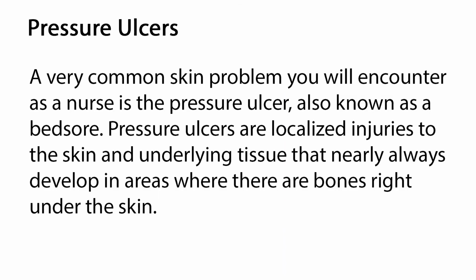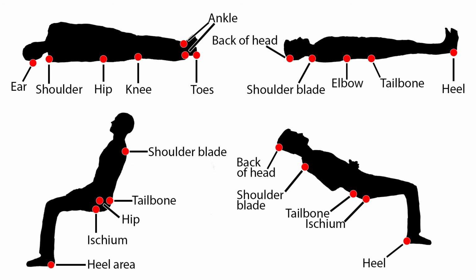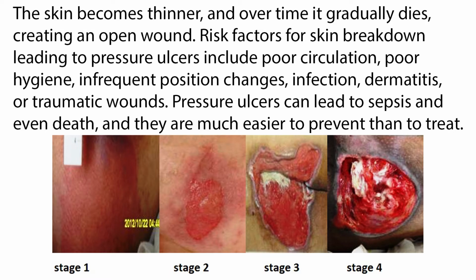A very common skin problem you will encounter as a nurse is the pressure ulcer, also known as a bed sore. Pressure ulcers are localized injuries to the skin and underlying tissue that nearly always develop in areas where there are bones right under the skin. This includes the heels, ankles, tailbone, hips, elbows, shoulder blades, ears, and back of the head. If body weight is continually putting pressure in places where a person is sitting or lying for a long time, not enough blood can get through to provide oxygen and nutrients. The skin becomes thinner, and over time it gradually dies, creating an open wound.